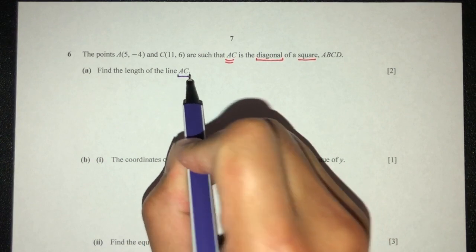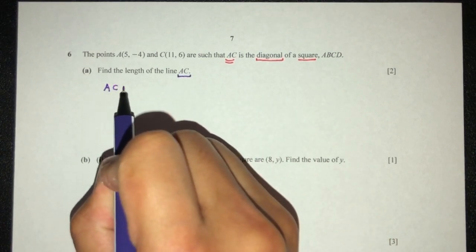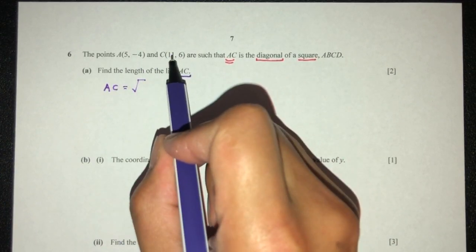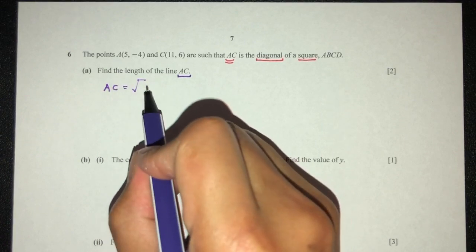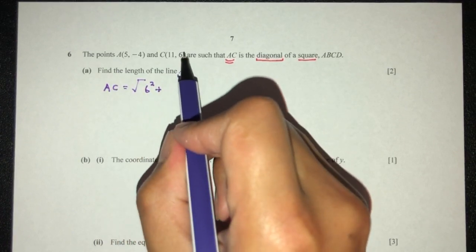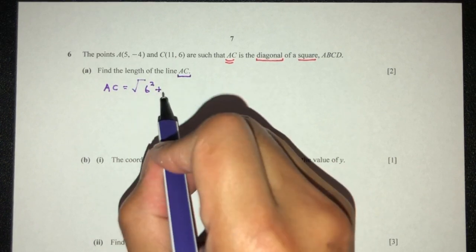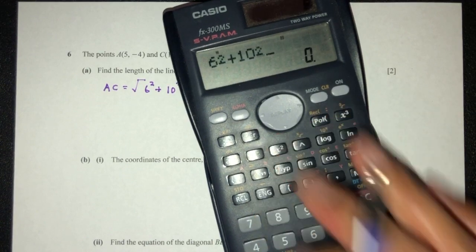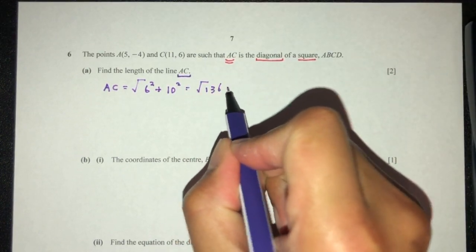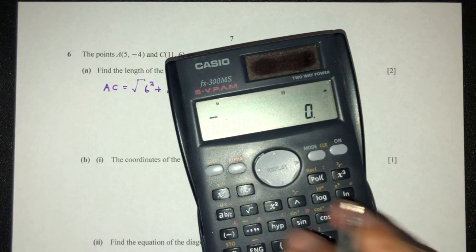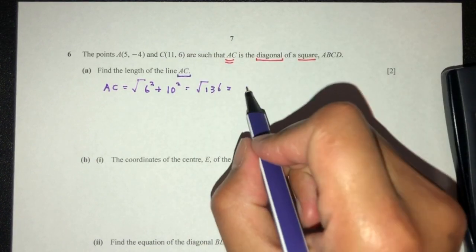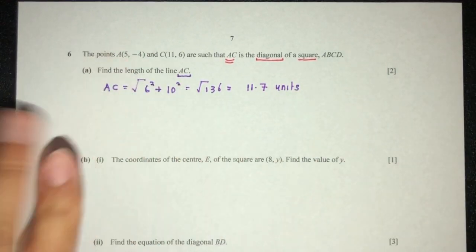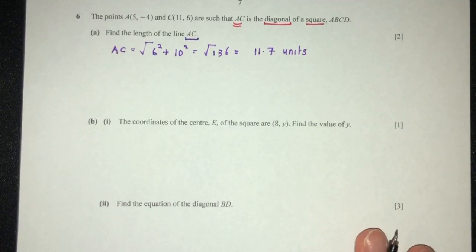So pretty easy, just use the formula that we know. The length of AC will be what? Square root of, so let's do x2 minus x1. That will be 11 minus 5 will be 6. That will be 6 square. Then plus, we have 6 minus 4, which will be 10, so 10 square. That will be what? 6 square plus 10 square. That will be 136. Sorry, that will be 11.7 correct to 3SF, with units for the length, obviously, of AC. Now next thing, let's move on to B1.